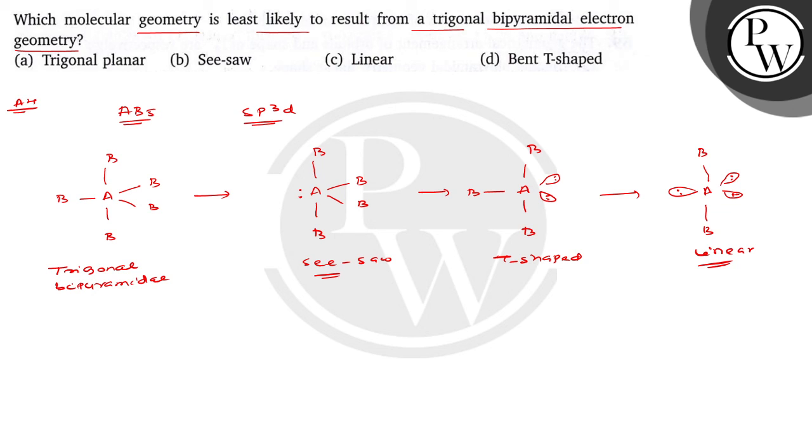Trigonal planar geometry will not form because this can form only when the lone pair of electrons occupies the axial position, which is not possible in the case of trigonal bipyramidal geometry. So the correct option is A.